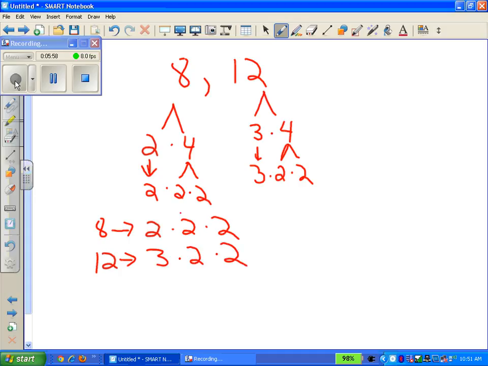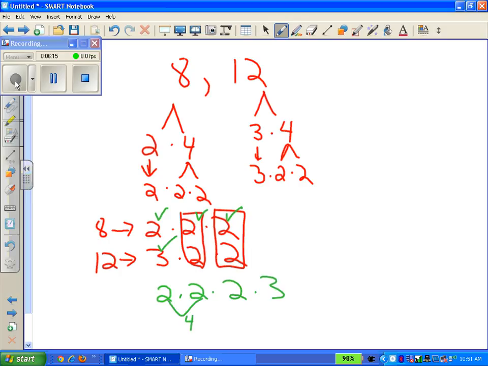They have 2 in common and another set of 2's in common. So if I'm going to multiply this out now, we'll use that 2 times that 2 times 3. 2 times 2 is 4, times this 2 is 8, times 3, 8 times 3 is 24. So the least common multiple equals 24.